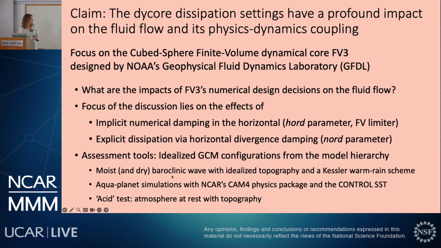For example, we can use baroclinic waves, aquaplanet, or what I call the acid test. This is actually a still atmosphere with a mountain, and nothing should have happened. This would be a perfectly stable, steady state, but of course models are not that gentle. And in that acid test, we see the pure errors popping up very quickly.